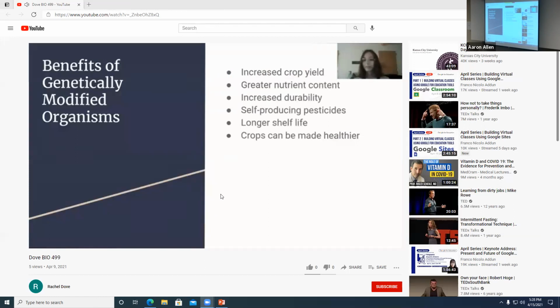We've heard a lot about GMOs in the news, in the paper, everywhere. It's hard to turn around and not hear about GMOs. So why do we do it? Why do we genetically modify organisms? And first, we can increase crop yield.